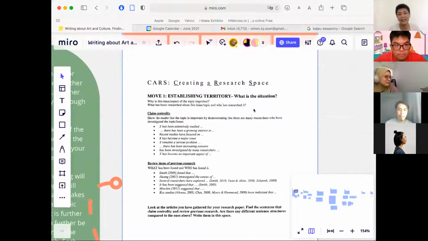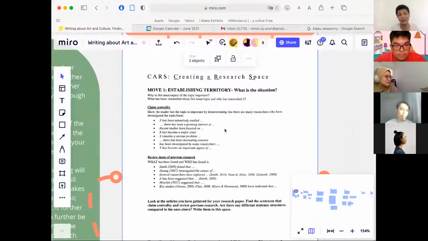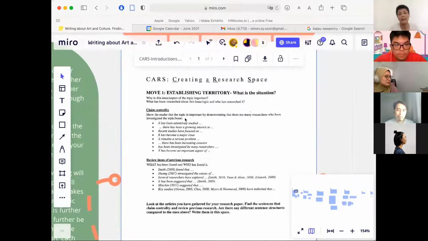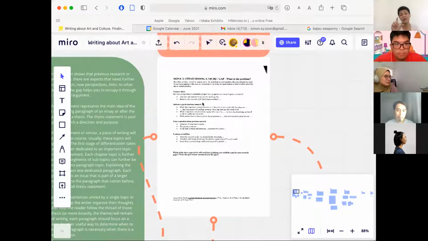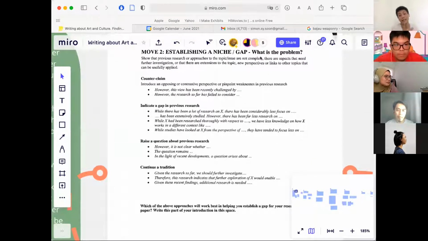Okay, so just have a look around. The first part is really to help you do your preliminary literature review. Then you move on to the second section, where you establish a niche or gap. They call it establish a niche or gap, but basically this is your problem statement, trying to find out what your problem statement is. And there are four different types of problem statement: whether there's a gap in previous research, you're making a counterclaim, you're raising a question about previous research, or you're expanding or continuing a tradition of investigation.